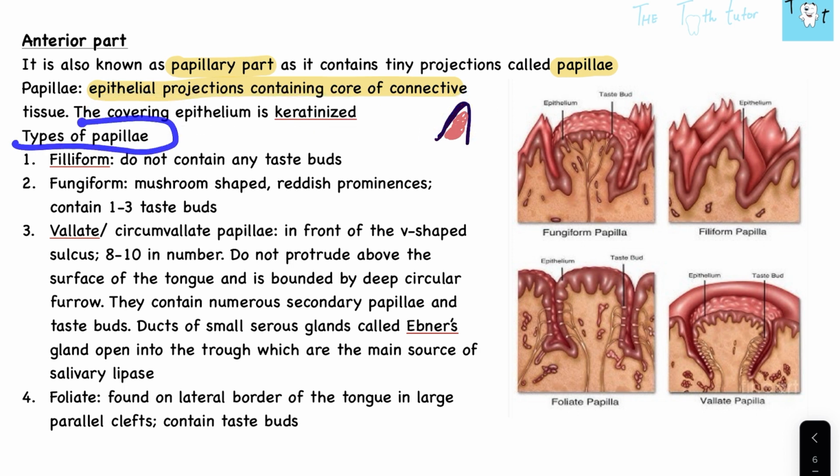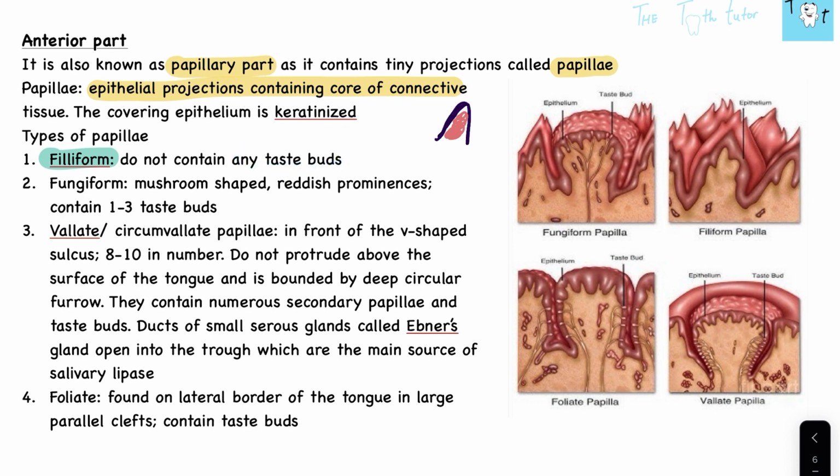Now the types of papillae. So we know that there are four types of papillae. We already saw that. We'll discuss it in detail. First, we have filiform papillae. The filiform papillae do not contain taste buds. These are the only papillae that do not contain any taste buds.